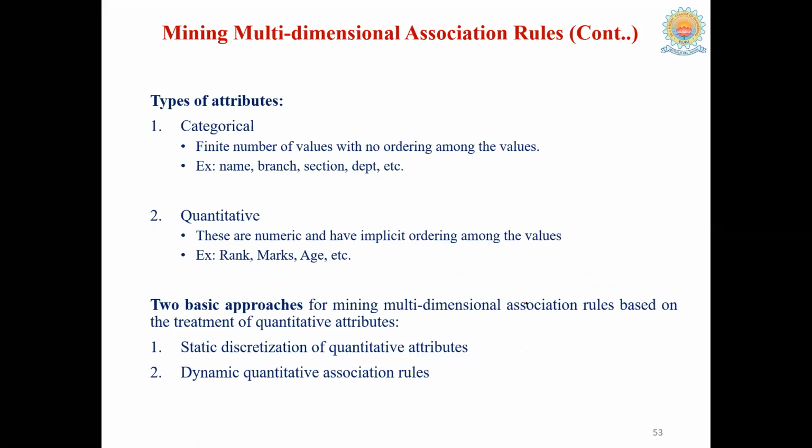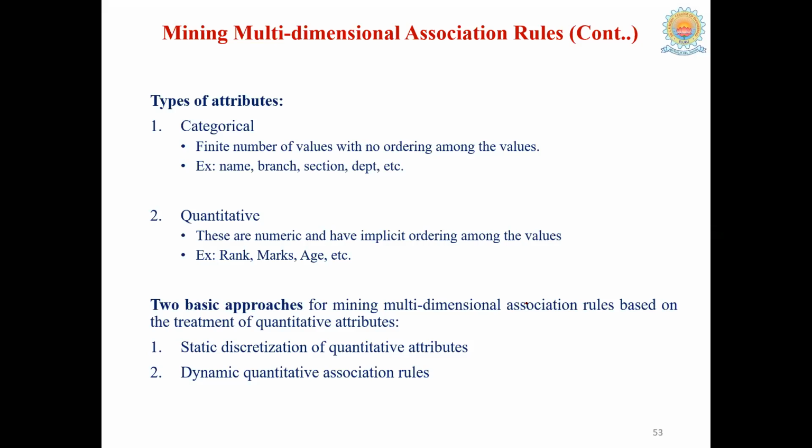So there are two types of attributes: categorical attributes and quantitative attributes. We already know that categorical attributes are the values which are not orderable, for example name, branch, section, etc. Whereas quantitative, as the name itself indicates, these are the numbers which can be ordered, for example rank, marks, years, etc.